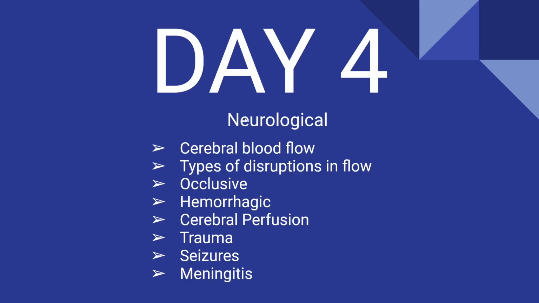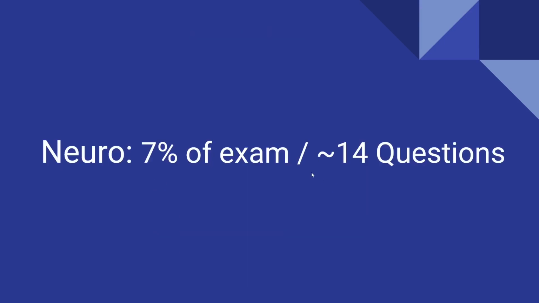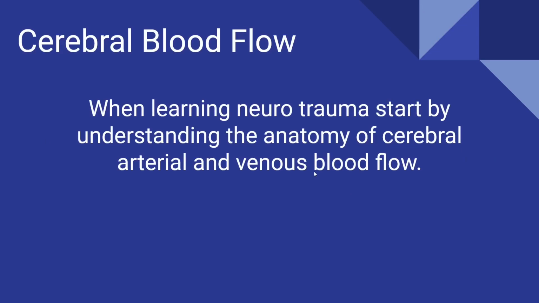In this I'm going to start with cerebral blood flow and then move on to the types of disruptions in that flow. So we'll talk about occlusive and hemorrhagic strokes, as well as cerebral perfusion issues, trauma, seizures, and we'll end with meningitis. Alright, so neuro is a fairly large part of the exam, about 7% or 14 questions.